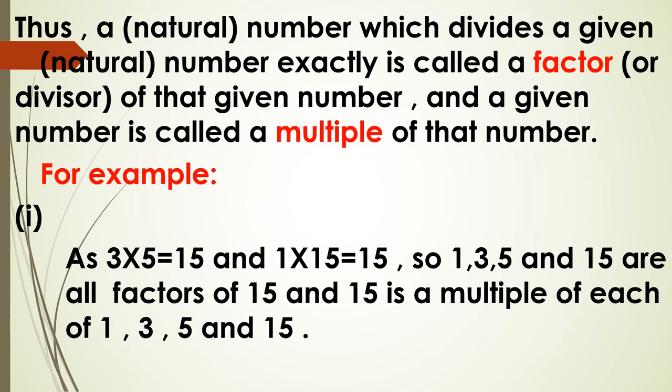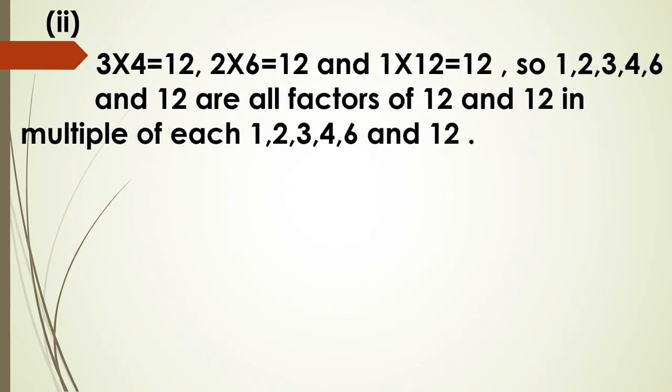See one more example. 3 multiplied by 4 is 12. 2 multiplied by 6 is also 12. And 1 multiplied by 12 is also 12. So 1, 2, 3, 4, 6 and 12 are all the factors of 12, because by multiplying these numbers, we are getting the product 12. And 12, which is the product, is called the multiple of each factor. That is 1, 2, 3, 4, 6 and 12.